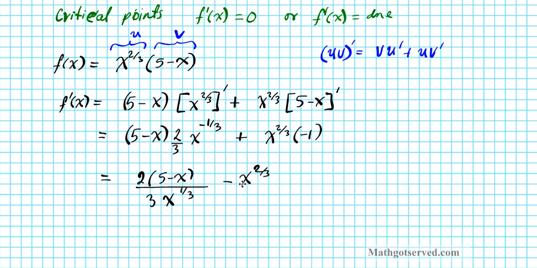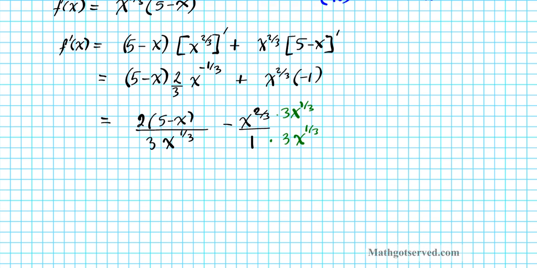Okay, let's write this as a fraction so we can combine these two fractions. Let's see, we need to find the LCD. So in order to accomplish that, we will multiply this side right here by 3x to the 1/3 at the bottom and at the top. Okay, because the LCD of 1 and 3x to the 1/3 is 3x to the 1/3. Okay, all right, let's go ahead and simplify that.